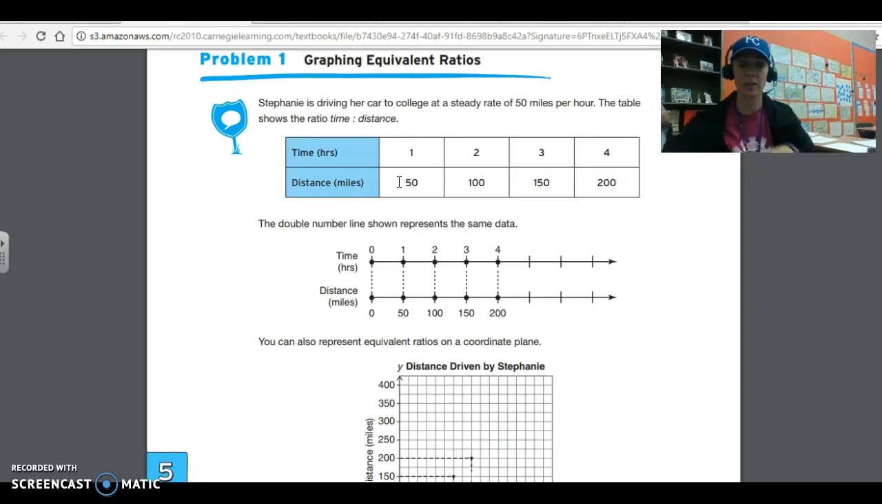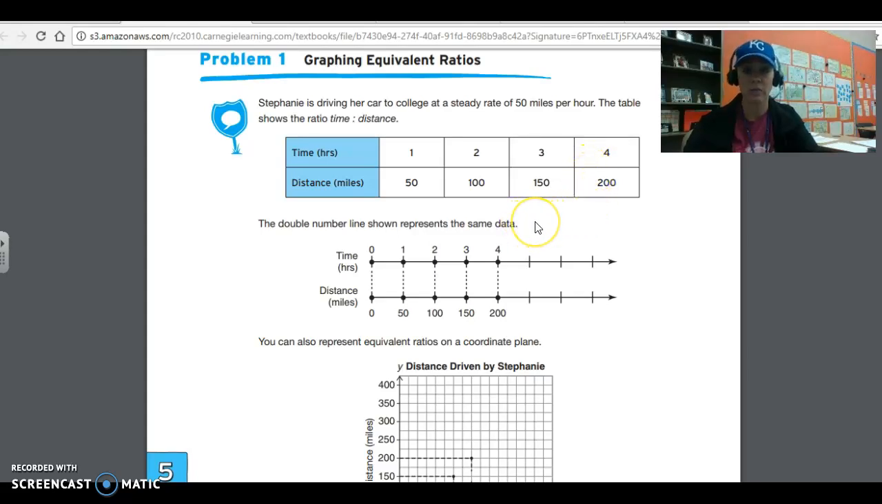Next, down below our table, we have a model of our double number line, which we have been using quite a bit. In sixth grade, the double number line is just showing the same data as the table up above. So, this one, the double number line, it keeps right on going. You have 0 hours and 0 miles, 1 hour, 2 hours, 3 and 4, just like it shows on the table up above.